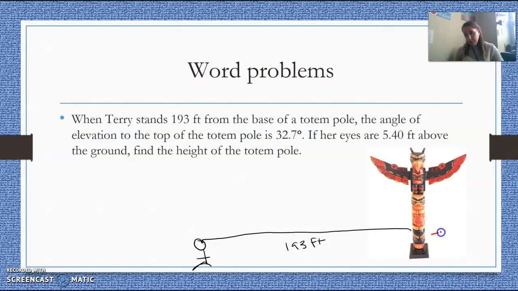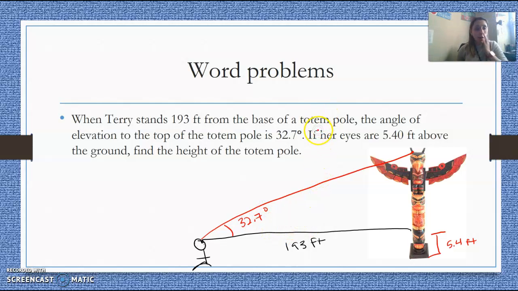Okay, so from here to here is 5.4 feet. So it says the angle of elevation from her eyes to the top of the totem pole has an angle of 32.7 degrees. So we need to figure this out. We are only solving for right here. So we have the adjacent and we're looking for the opposite, and we're given that. So we're going to use the tangent of 32.7 degrees is going to be equal to the opposite, which is the totem pole right here, over 193.